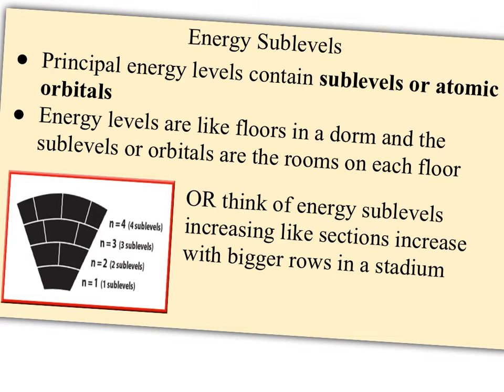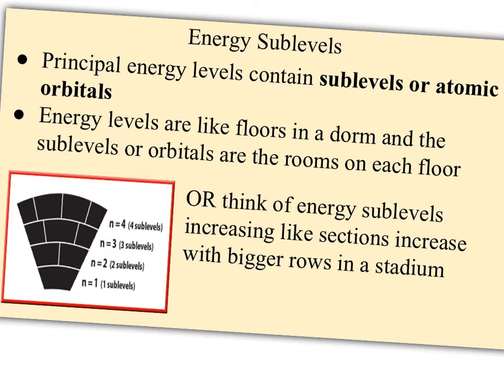Then there's this whole idea of energy sublevels. As these energy levels get bigger, it makes sense that more electrons can hang out in these bigger energy levels. But electrons all have negative charge on them, so electrons aren't going to get too close together. So scientists now believe that these principal energy levels contain sublevels, or what are known as atomic orbitals. I tend to use the word orbital rather than sublevel, but they mean the same thing. Sub means within or below. So energy levels, I think of like floors in a dorm or an apartment building, and the sublevels or orbitals are the number of rooms on each floor.